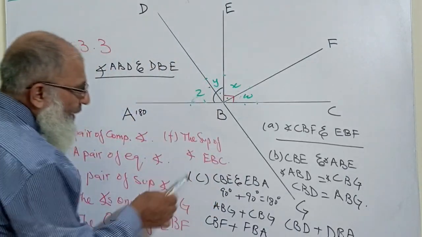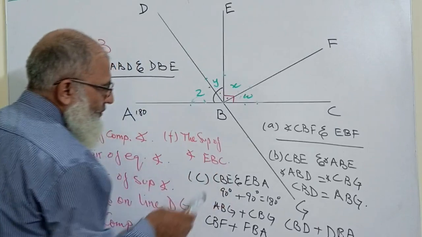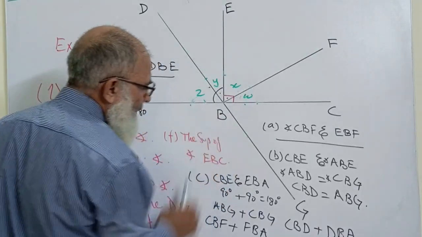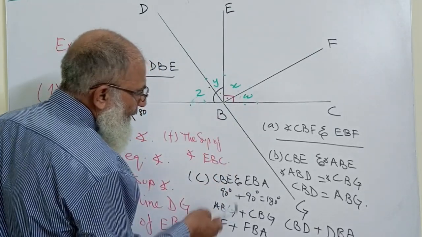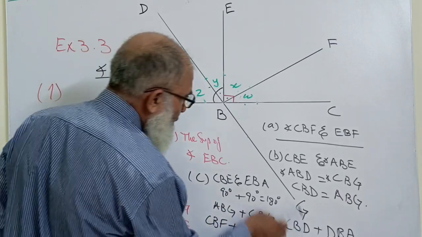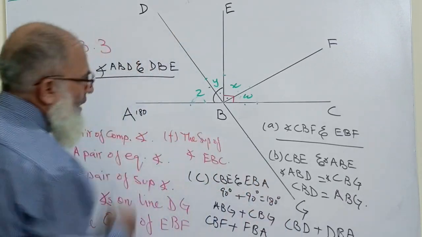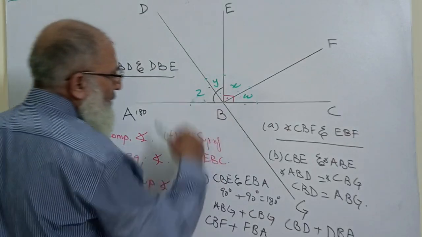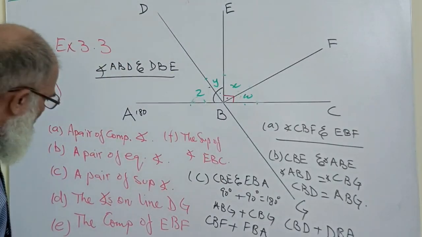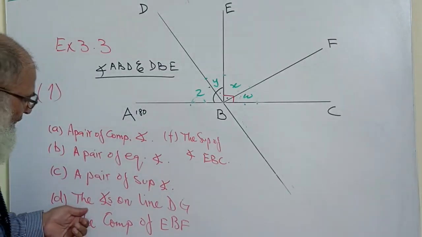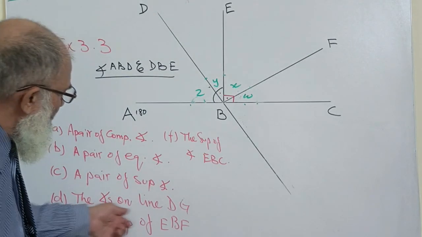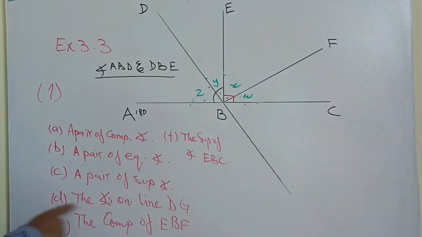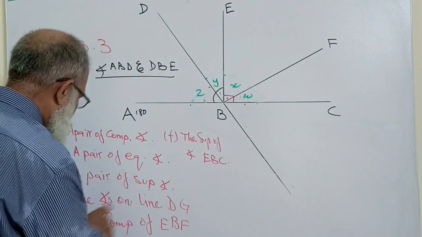1, 2, 3, 4, 5, 6, 7, 8, 9. There are in fact 9 pairs of angles which constitute 180 degree. I've written only 4 pairs. So there are in fact 9 pairs. You can find them by yourself. Now the angles on the line DG.